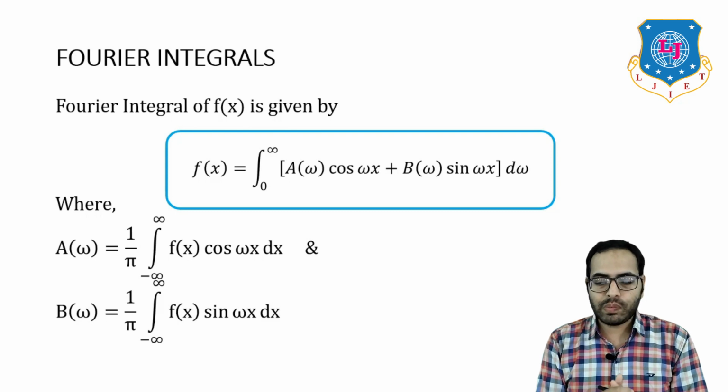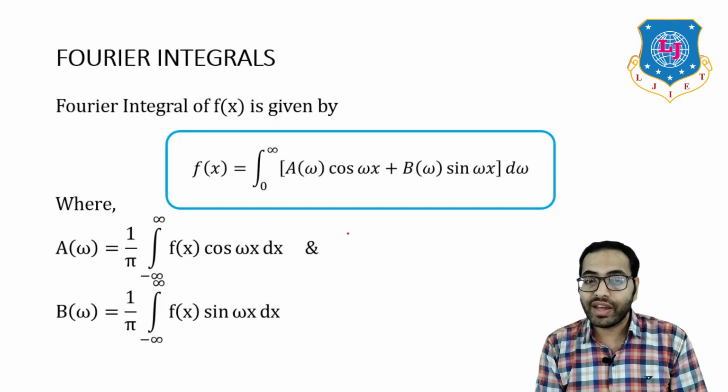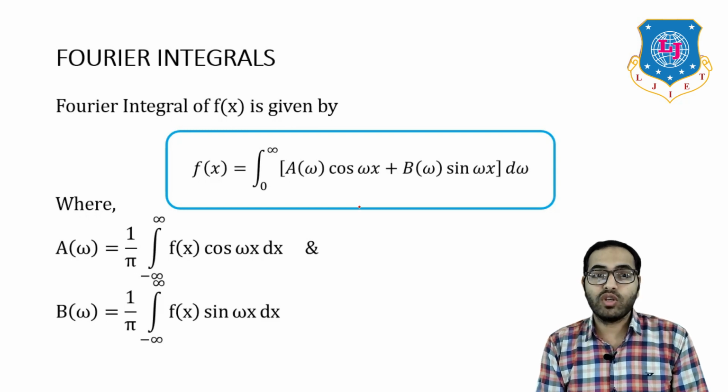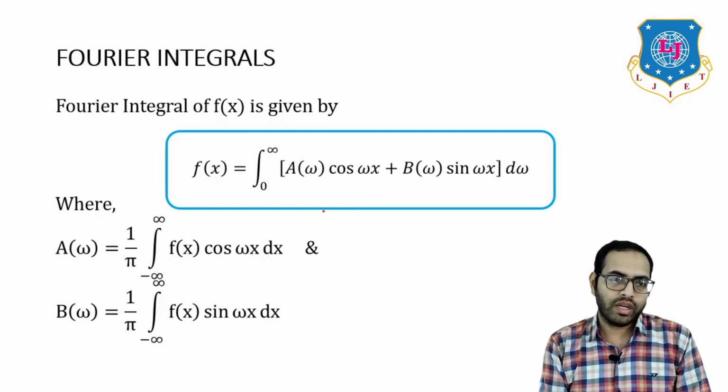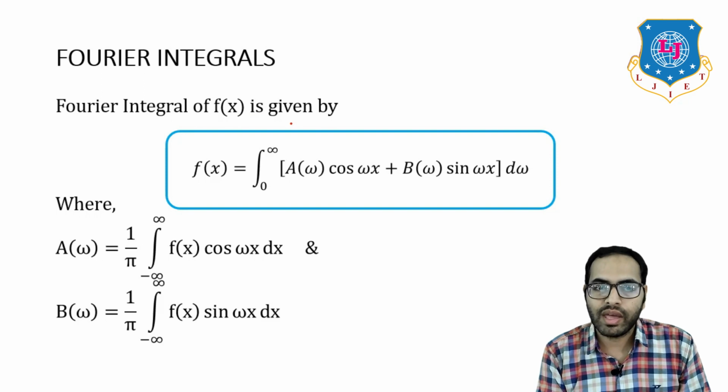Let f of x be a function which is piecewise continuous in every finite interval in minus infinity to infinity, or we can say absolutely integrable in minus infinity to infinity. The Fourier integral of the given function is represented by f of x equal to integral 0 to infinity a of omega cos omega x plus b of omega sin omega x d omega, where a of omega equals 1 upon pi integral minus infinity to infinity f of x cos omega x dx, and b of omega is equal to 1 upon pi integral minus infinity to infinity f of x sin omega x dx.